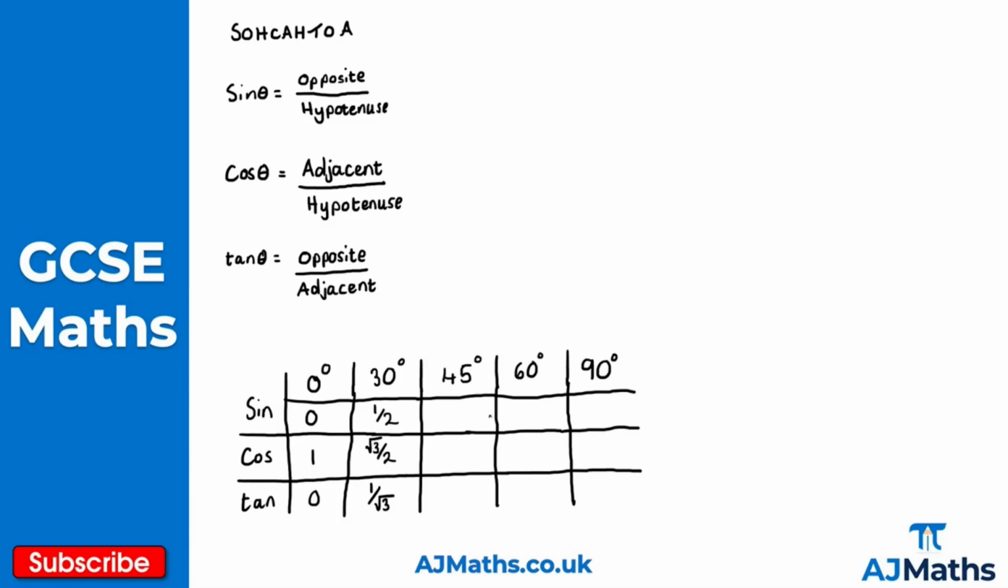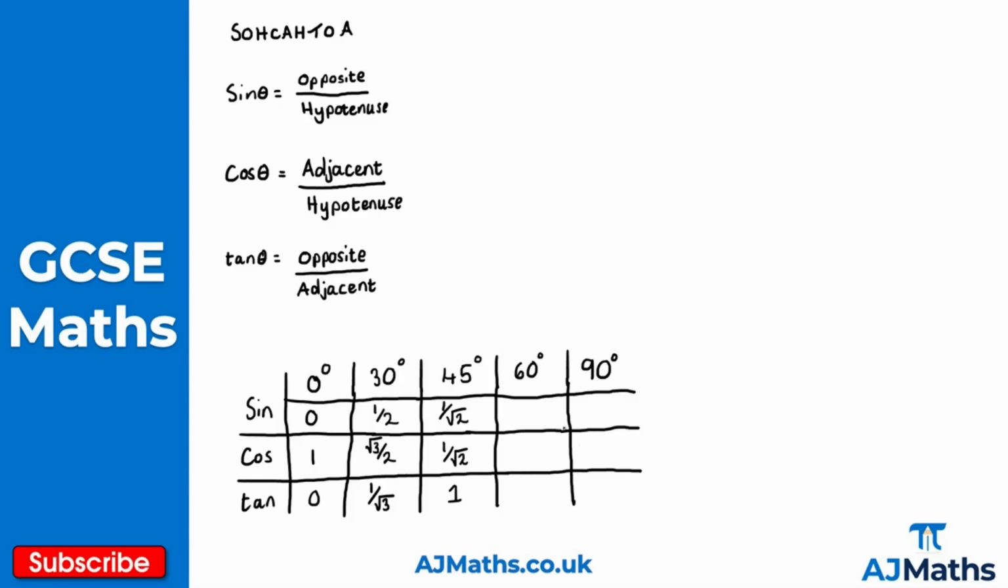Moving on to 45 degrees now. Well, for sine of 45 degrees, that would give me 1 over root 2. For cosine of 45 degrees, that is also 1 over root 2. And then finally, tan of 45 degrees, that is equal to 1.